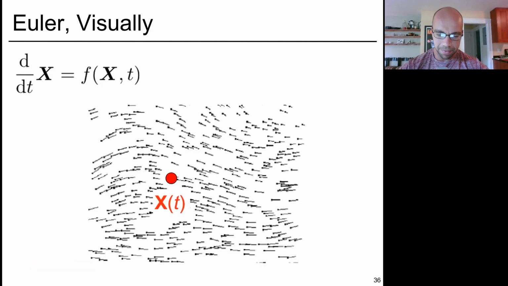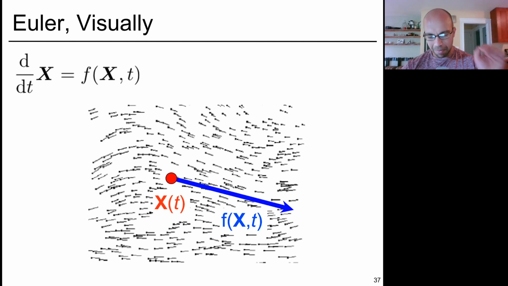Okay. Here's what it looks like visually. So here on the screen, I show you a vector field. And let's say that my current position is x of t, like what I show you on the screen. I evaluate my vector field. That gives me f of x comma t, which is telling me how x wants to change.